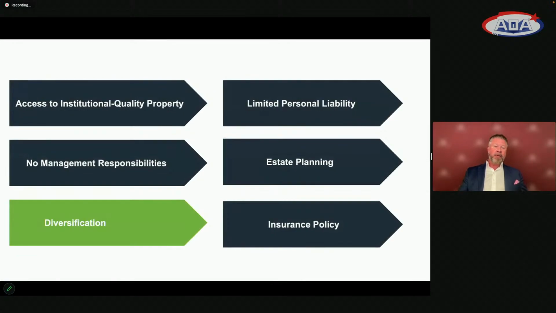The next reason people like the DST is for diversification purposes. Clearly, this is not a bank investment. This is not guaranteed. This is not FDIC insured. This is real estate. Can go up, can go down, remain flat. So to mitigate the risk, we can do a diversification strategy to help you keep your income stable as well as keep your value stable. And here's how we do that.